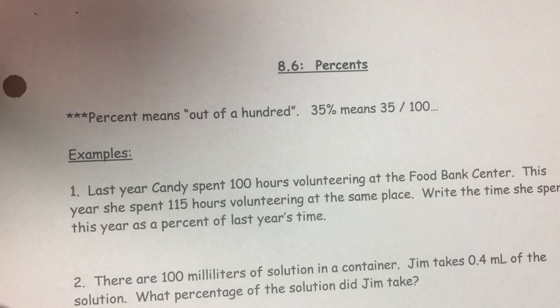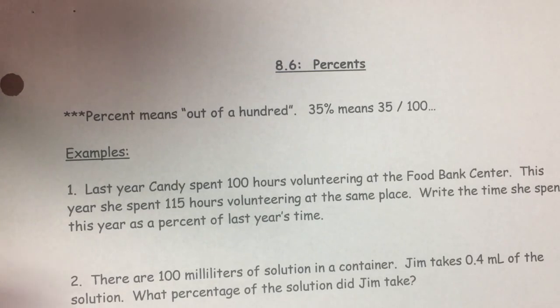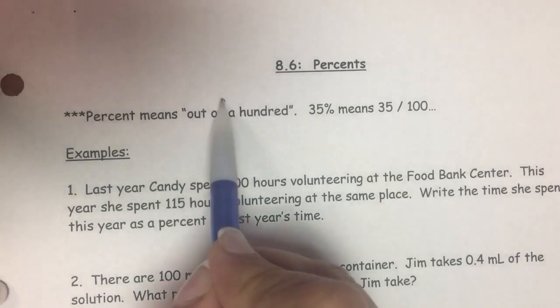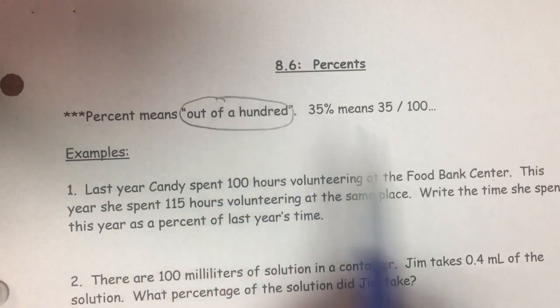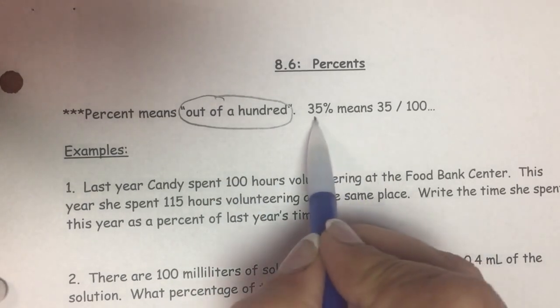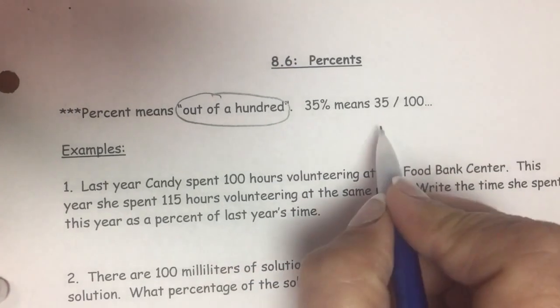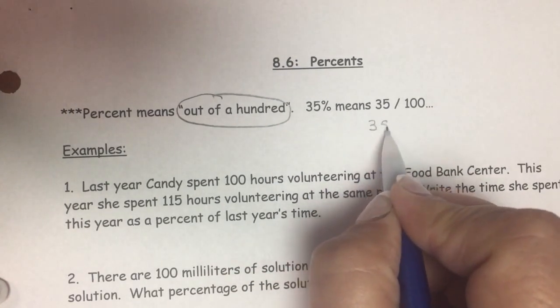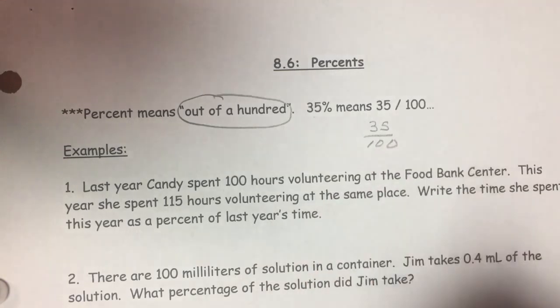We were estimating percents in 8.5, but we really didn't at that point talk about what a percent is. So what a percent basically means is a number out of 100. The number 100 is the number that all percents are based out of. So if I say 35%, what that means is really 35 out of 100. That's what 35% means. Always out of 100.